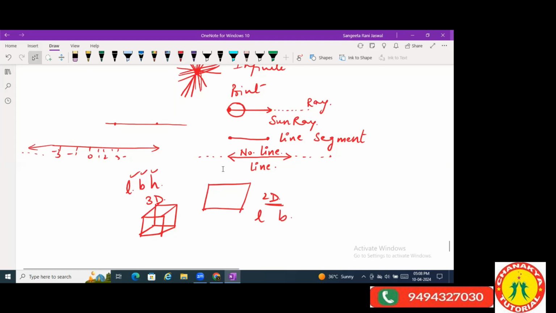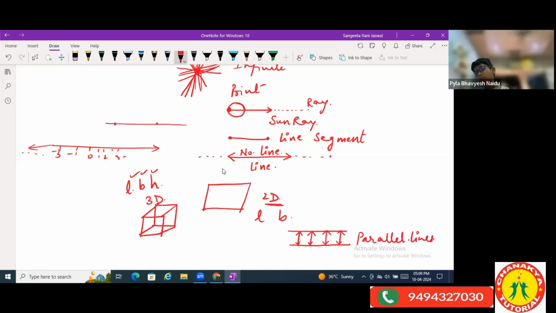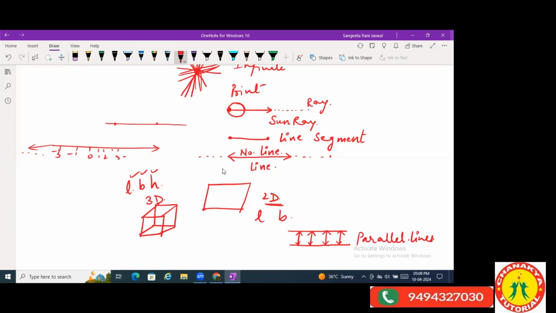Then we have parallel lines and intersecting lines. Now see what parallel lines are. Parallel lines are when two lines are side by side and they have equal distance between them. At every point, we see an equal distance between them. This distance never gets less, never gets more. It's equal everywhere. So those kind of lines are called parallel lines, right? Like the lines of a railway track. Have you seen a railway track? The two tracks are parallel.